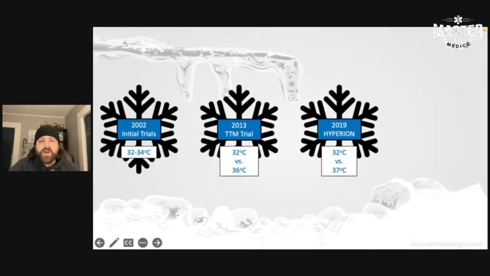And we had the HYPERION trial that happened in 2019. Basically, they compared 33 degrees versus 37 degrees. And they found that 33 degrees improved the primary outcome, which was basically a favorable neuro outcome. So maybe they should be a little colder.